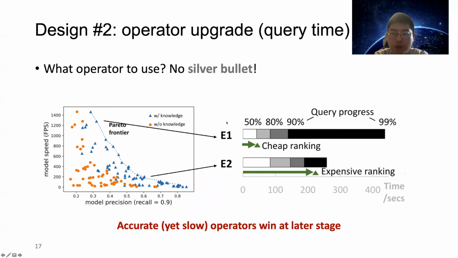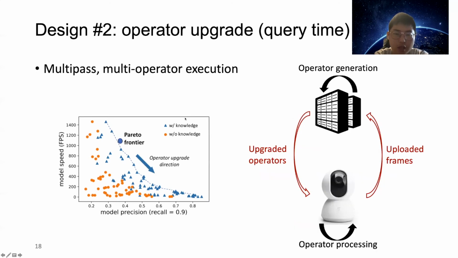However, as the query goes on, the remaining positive frames are more difficult to detect. So we need more accurate operators to refine the ranking results on the cameras. To ensure the best performance throughout the whole query process, DIVA uses multiple operators, from cheap ones to expensive ones. During the query, the camera keeps running operators and uploading the ranked frames. The server receives the frames, uses them to train more accurate and expensive operators, and downloads the new operators to the cameras. All those processes run in parallel.